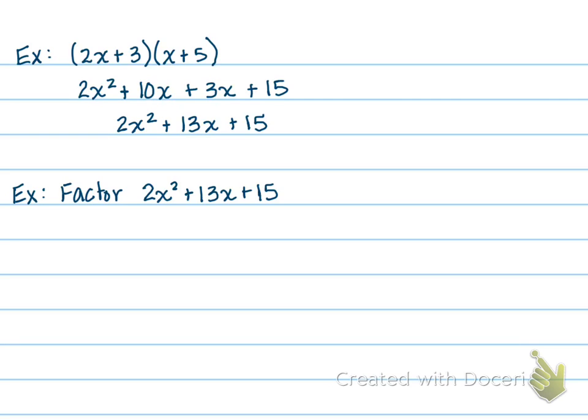We could write it as 2x plus 11x, we could write it as 9x plus 4x, we could write it as negative 20x plus 33x. There's an infinite number of ways we could do it. There's only one that will work, though. And so the method that we use, like I said, is called the AC method.